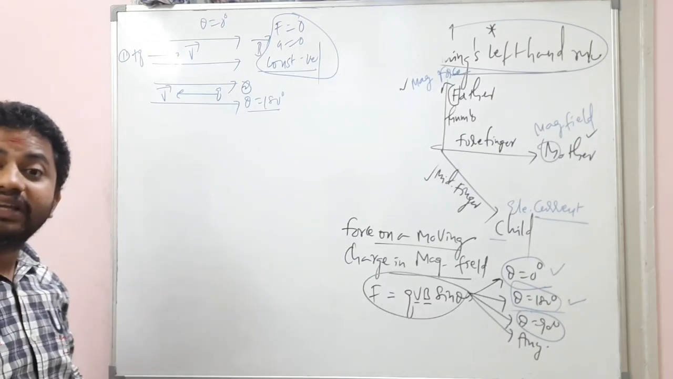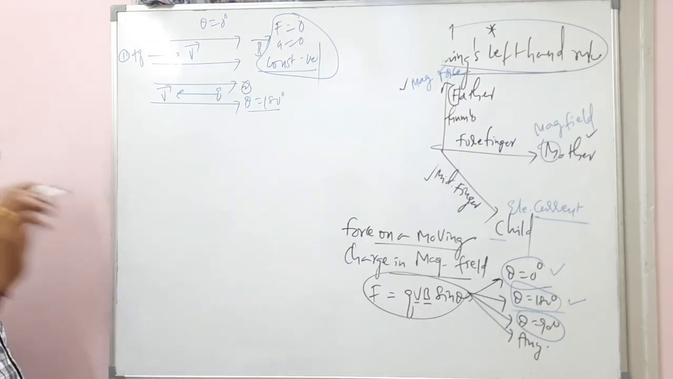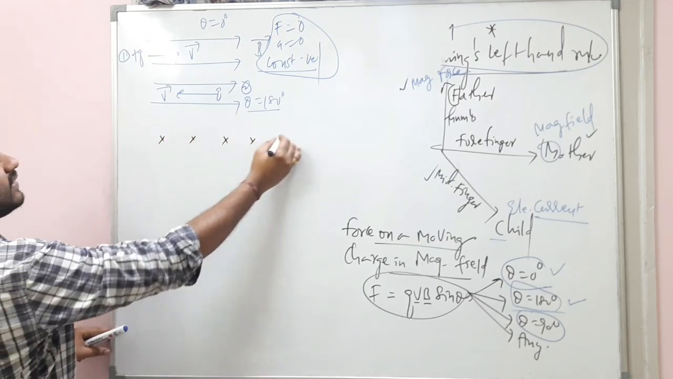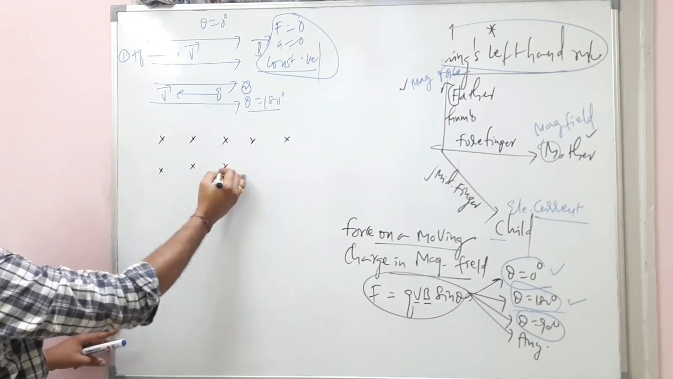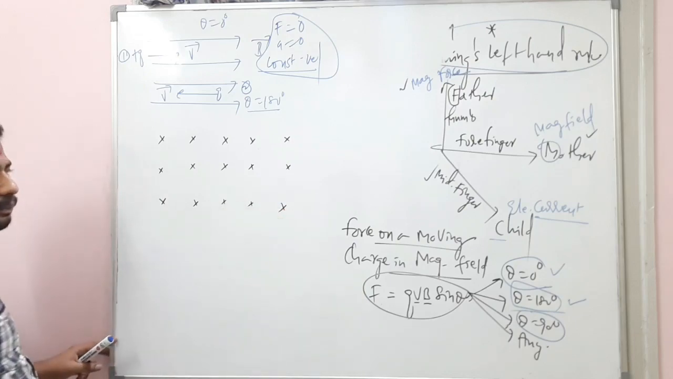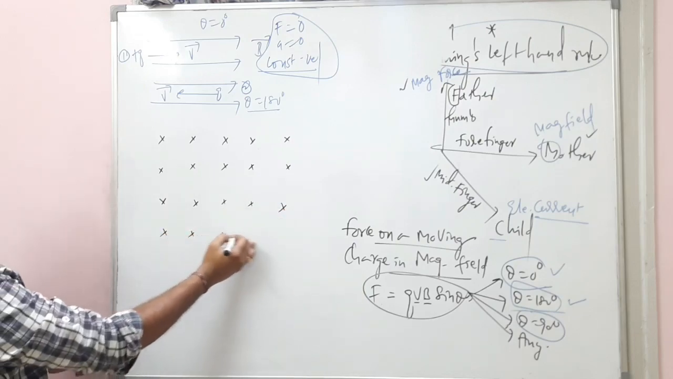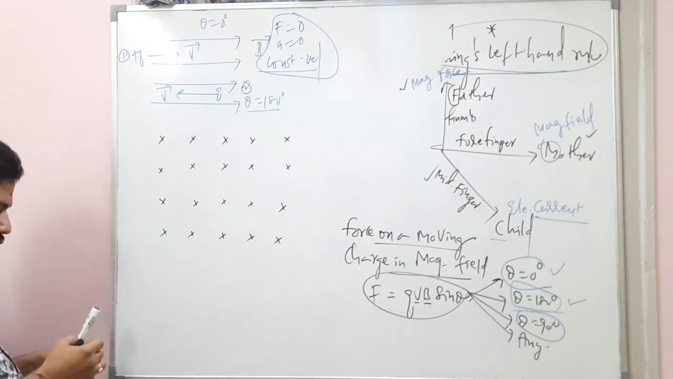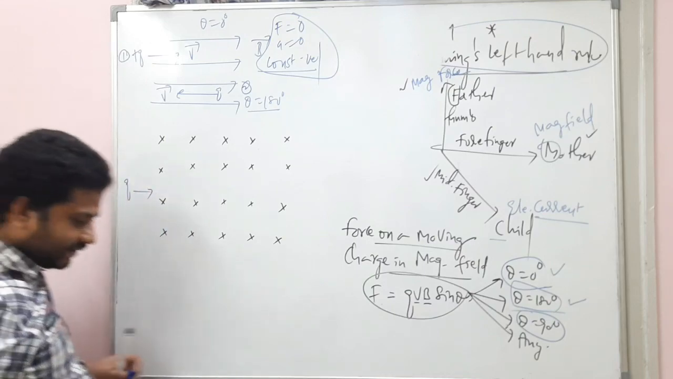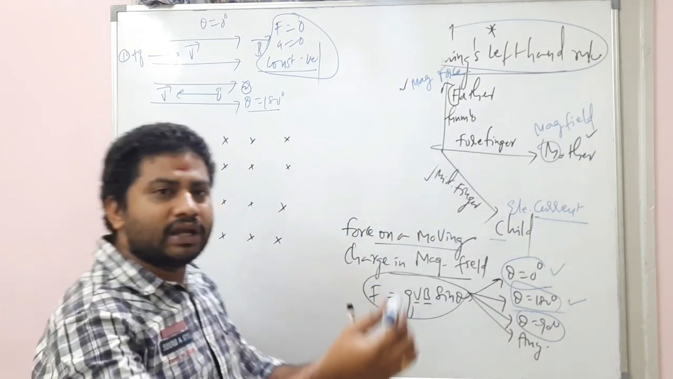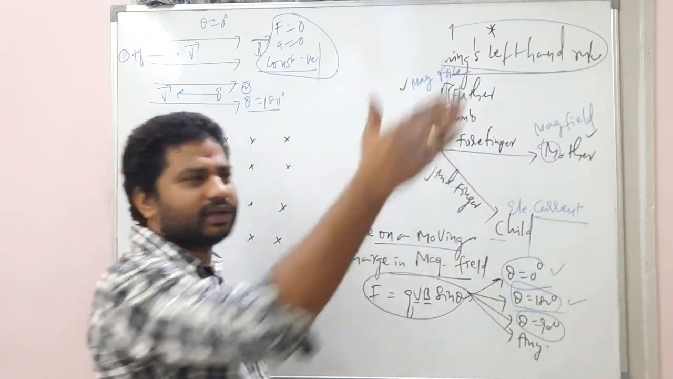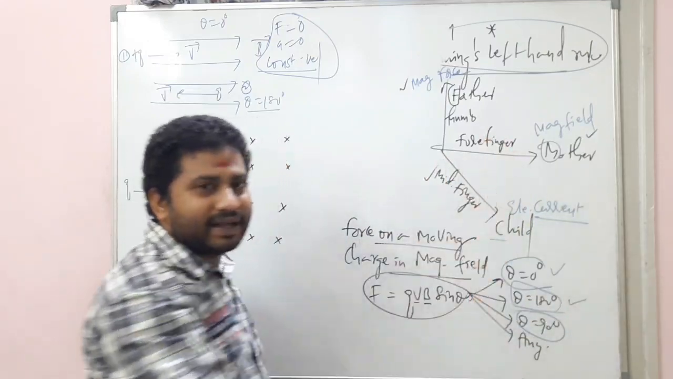What is the angle? Theta is 90 degrees. Listen carefully, everybody. Here there is a magnetic field which is into the plane like this. The magnetic field lines are into the plane in this way. So what are we going to do? We are just projecting a charge like this. See here, exactly perpendicular. The magnetic field lines are moving into the plane, inside the board. You imagine, inside the board.